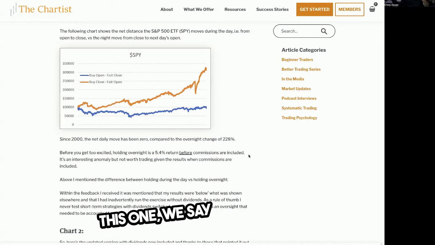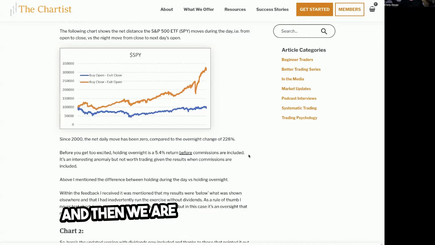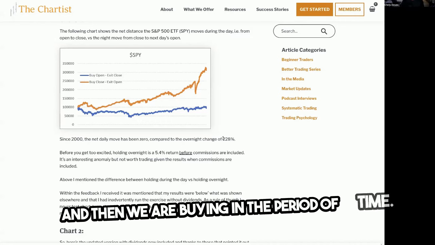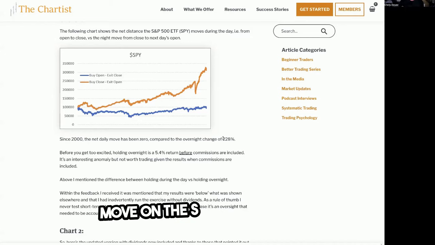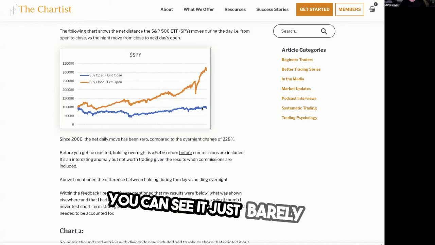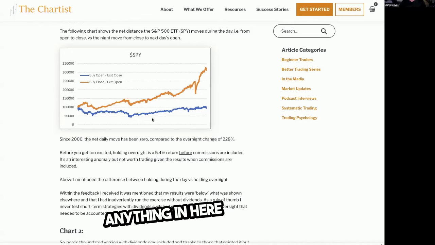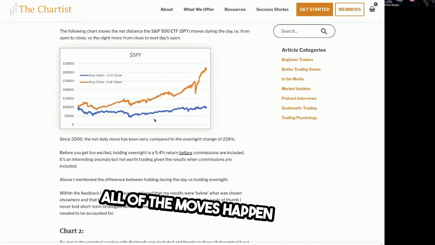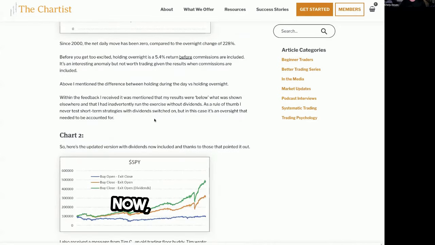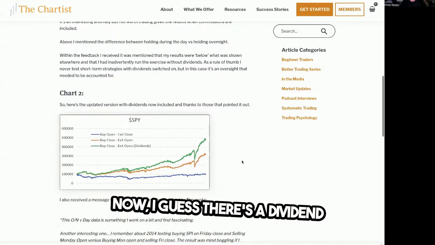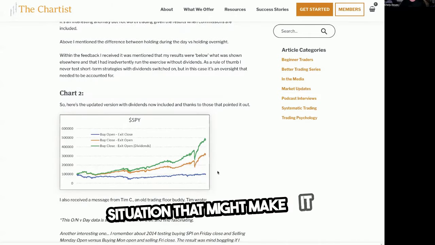So we stack two things on this one. We say we're long only. That's obviously an edge. And then we are buying in the period of time, the overnight session, where the majority of the move on the S&P 500 happens. You can see it just barely does anything in here during the day. All of the moves happen at night. So very simple. Now, I guess there's a dividend situation that might make it better.